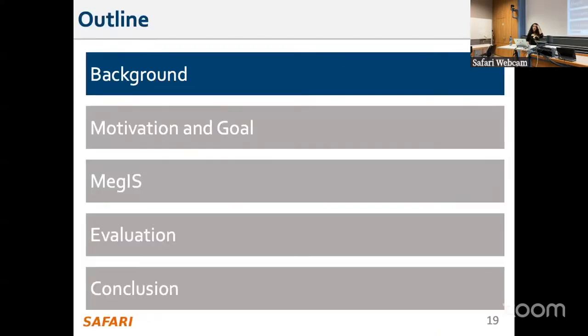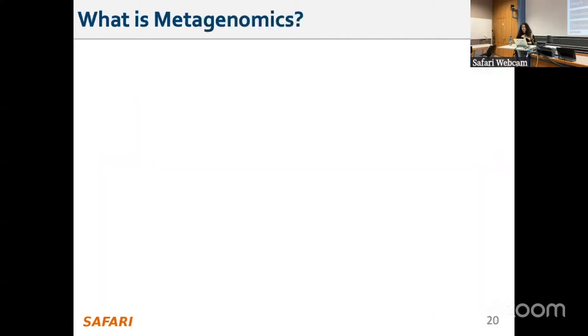So this is the outline of my talk. I will give a brief background on what metagenomics is, and then talk about the motivation, goal, design, and evaluations. Please feel free to interrupt me if you have questions, because some content might be new in terms of required background. I try to provide it, but if there is some part that needs further clarification, feel free to interrupt and ask questions.